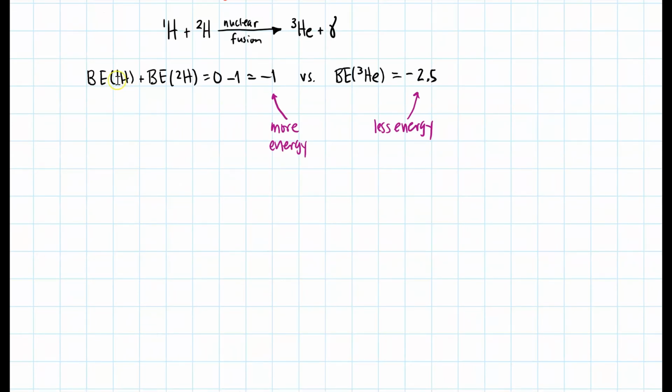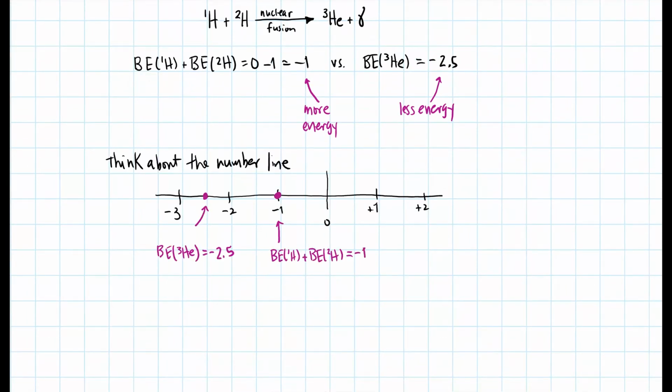Let's go through the numbers again. The binding energy of hydrogen plus the binding energy of hydrogen-2 is 0 minus 1, which is equal to -1, versus the binding energy of helium-3, which is -2.5. -1 implies that there's more energy than -2.5, which has less energy. The way I'll show you this is through the number line.